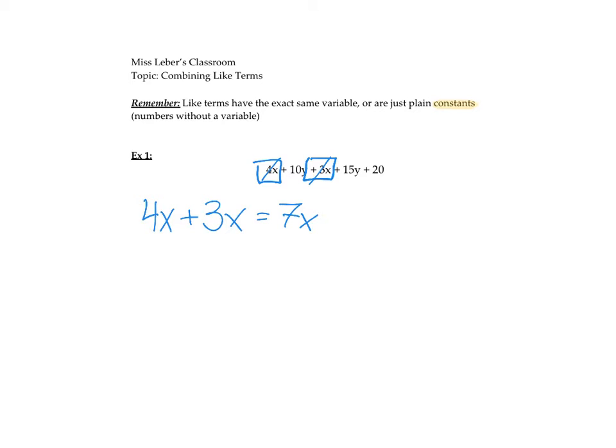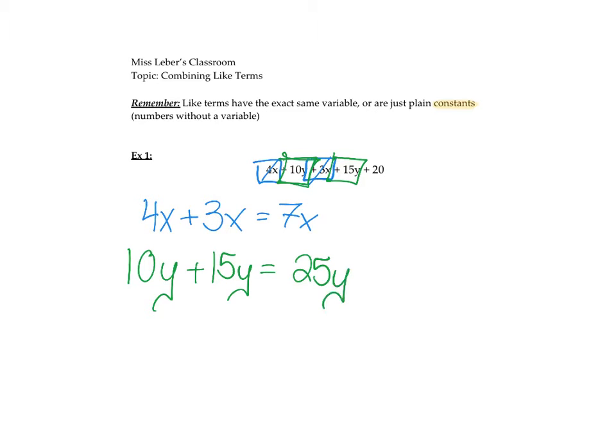Then I take a look and I see my next set of like terms. I've got a positive 10y and a positive 15y. So I've got 10y plus 15y. It's going to give me a positive 25y. That takes care of those. And last but not least, I've got that plus 20 again, that constant, that number without a variable. So I've got that plus 20.